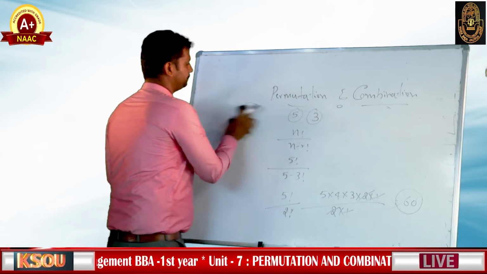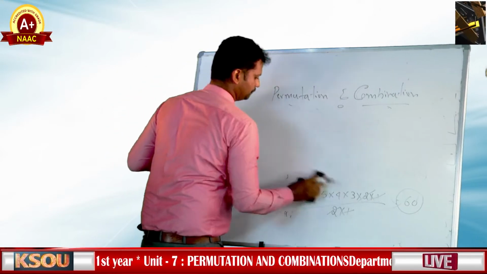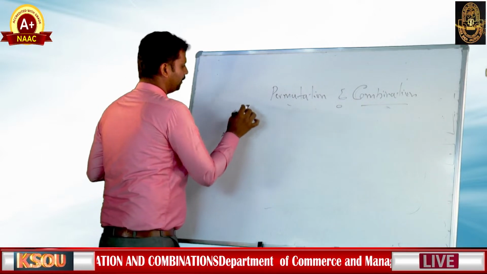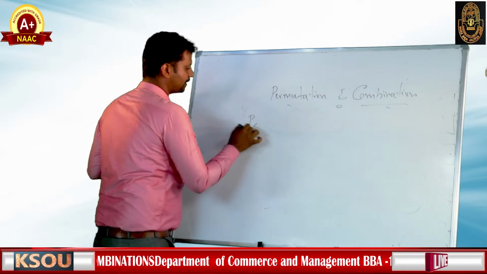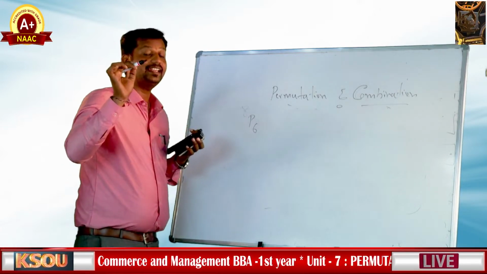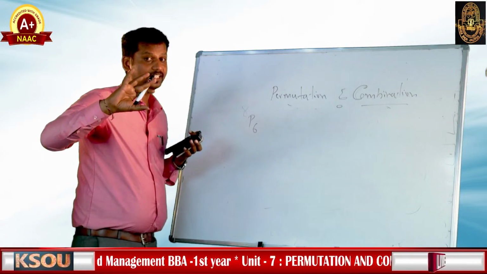So in case, in the question, 8P6. So what is the question? Out of 8 elements you should arrange 6 elements.